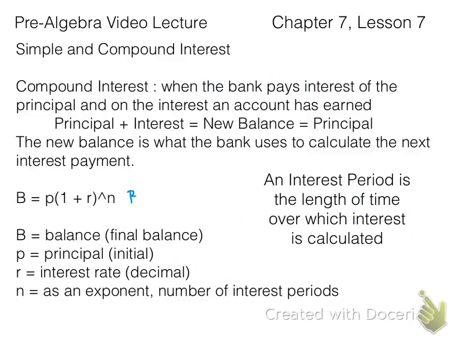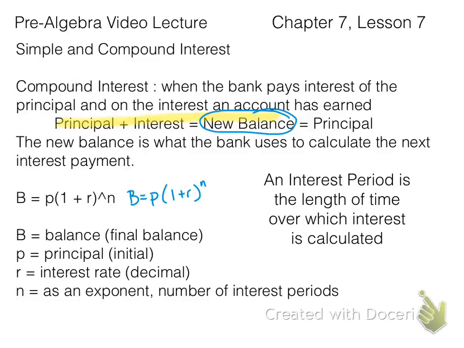Okay, so now let's talk about compound interest. Compound interest is when the bank pays interest on the principal and the interest an account has earned. So at the end of 1 year, you have your principal and your interest. Now, after a second year, they're going to calculate the new interest off of the new balance, which includes the interest from the previous year or the previous time period. So the new balance is what the bank uses to calculate the next interest payment.